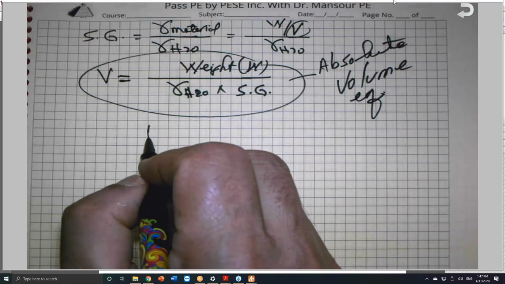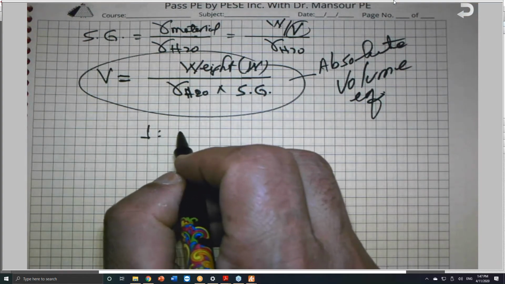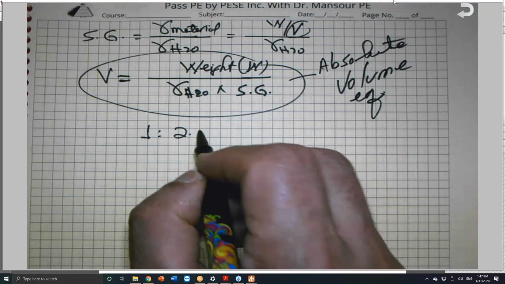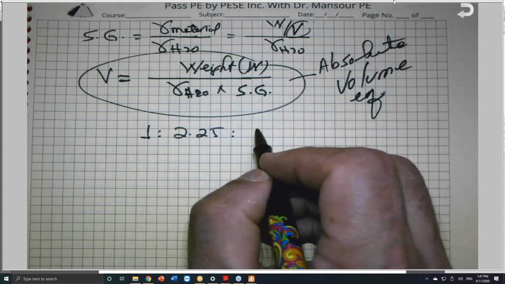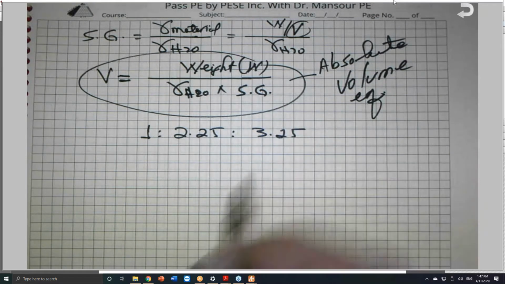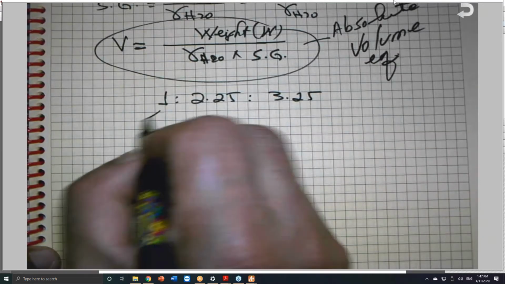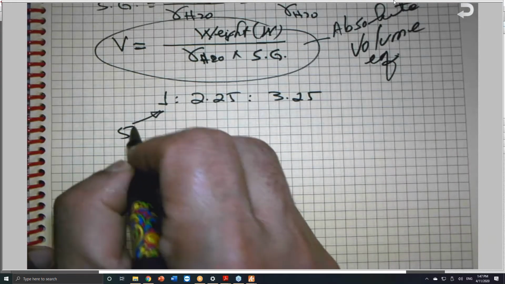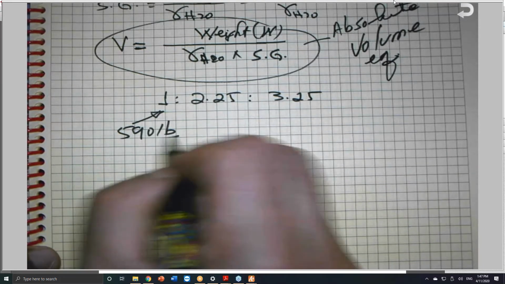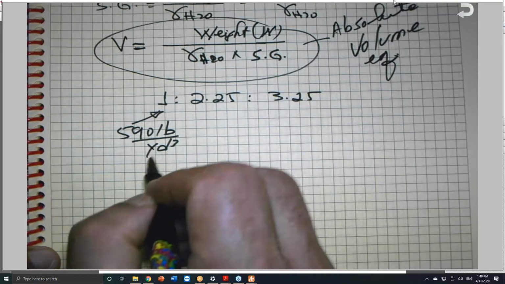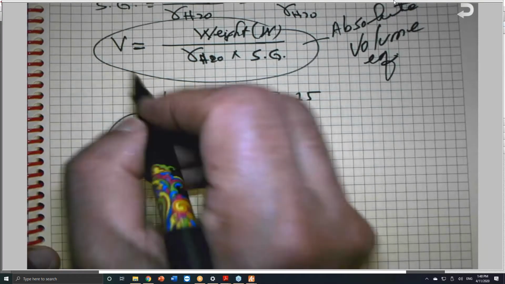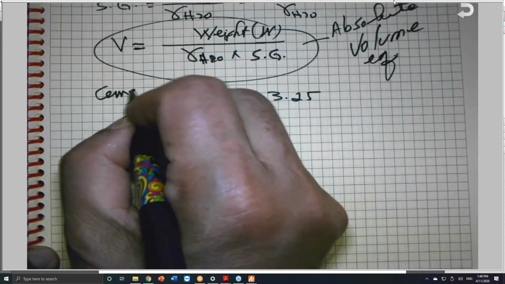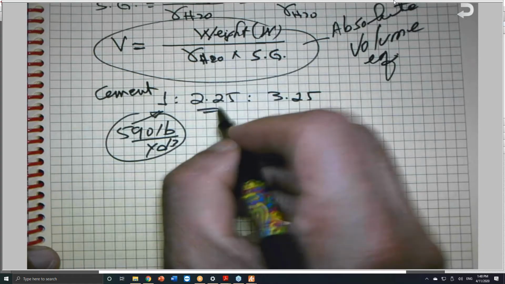So if I know the ratio, it is 1 to 2.25 to 3.25. So I have this cement. He told me that 590 pounds per cubic yard of cement was added. This is a portion of the cement. Can I get the fine aggregate?